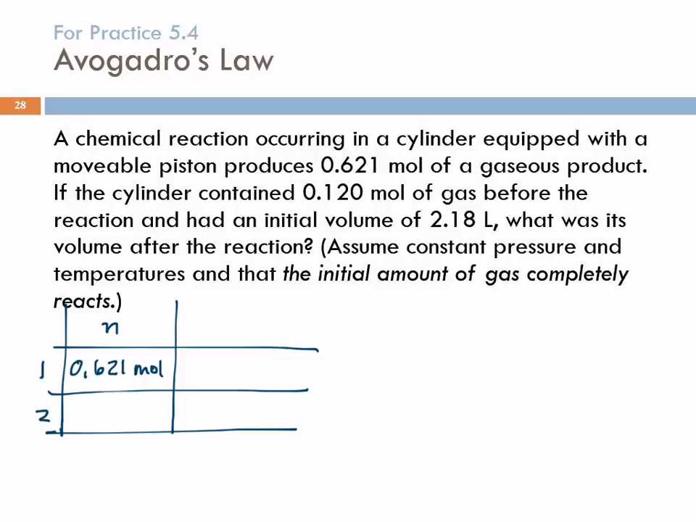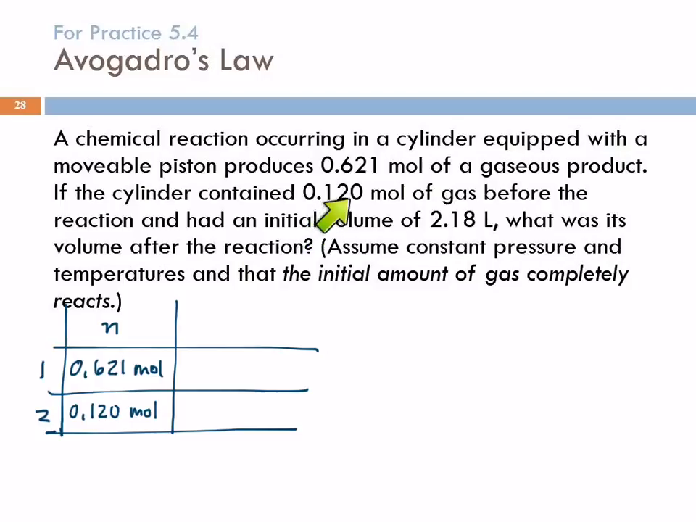So then I come to another moles. If the cylinder contained 0.12 moles of gas before the reaction, well, I already wrote 0.621 in the first row. This has to go in the second row. The fact that the 0.12 came before the 0.621 doesn't matter. I just need to get the amount of gas and the volume paired up correctly.